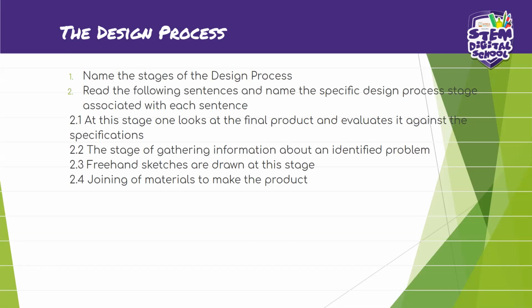In the making stage, that is where I will make the final drawing of the chosen idea. I make the final drawing of the chosen idea, and then I collect the tools and the materials. Remember, we talked about the tools and the materials. I'll collect the tools and the materials to make that product. And then I cut the materials, or I join the materials to make the product.